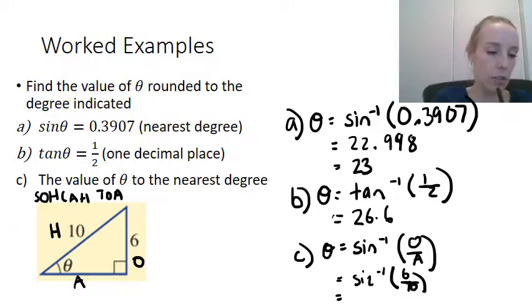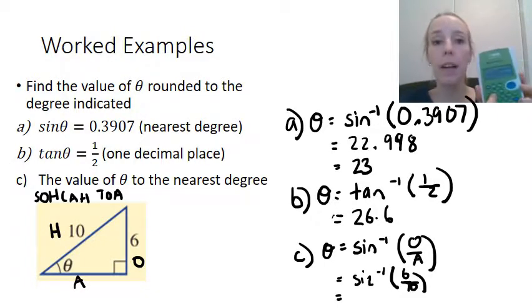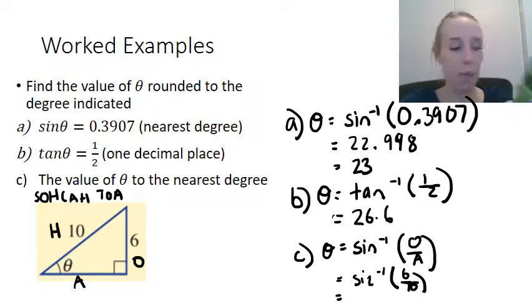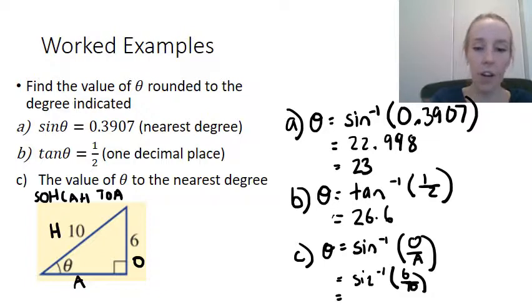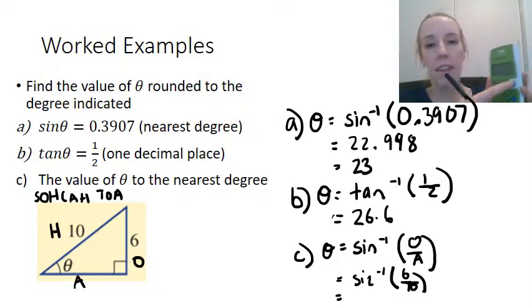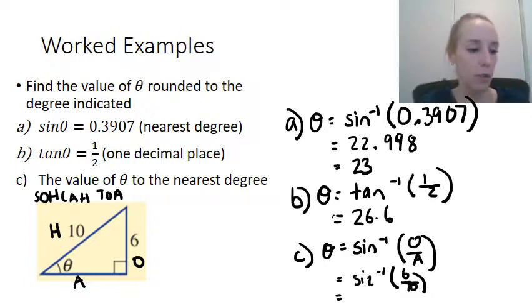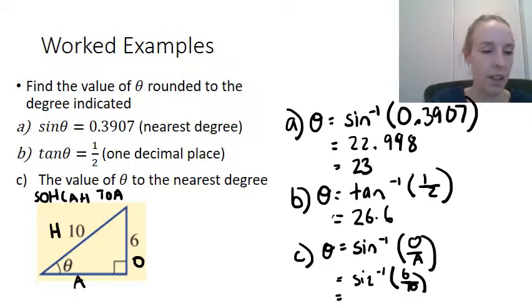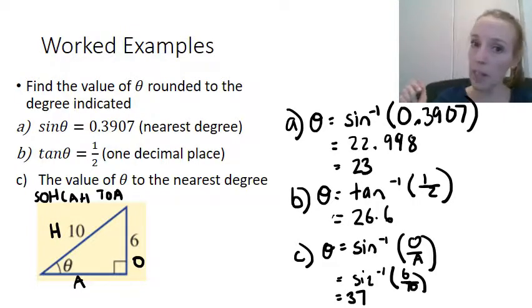Again, you can use the fraction button, which shows an n over d, numerator over denominator. Press that button and enter the fraction, using the arrow keys to shift around between the numerator and the denominator, and you'll get an answer of 36.8698. It wants it to the nearest degree, so that will round up to 37 degrees. It's as simple as that.